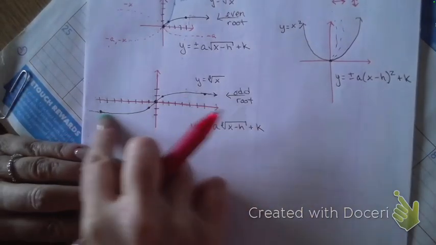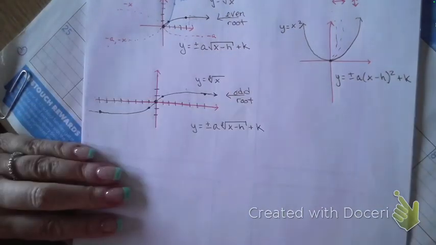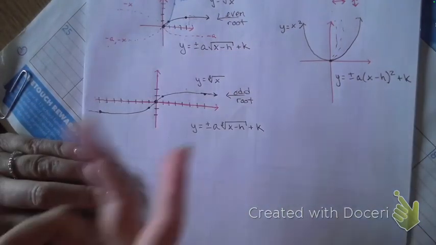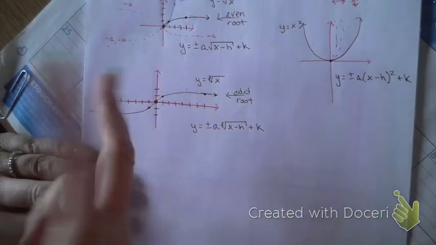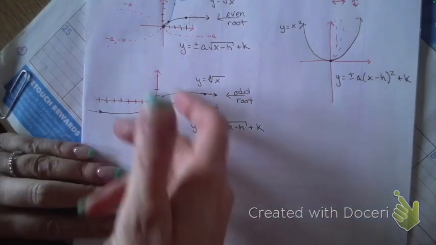But this, since I have two pieces, it's going to look the same no matter what. If I did a reflection over the y-axis, it would look the same as if I did it over the x-axis.